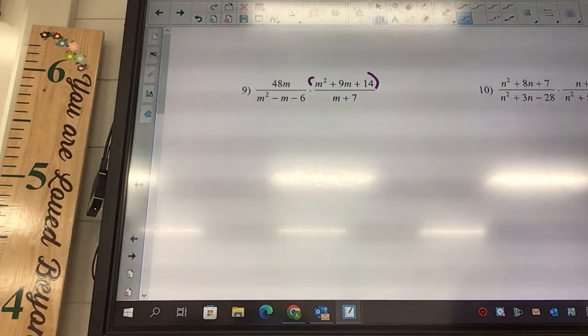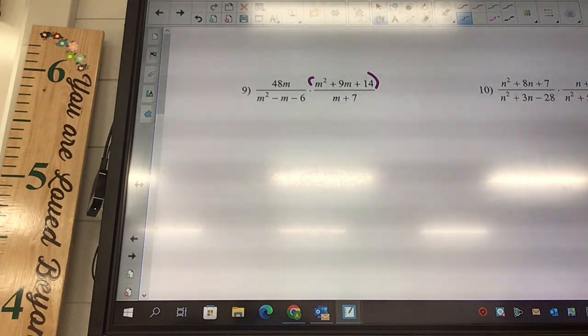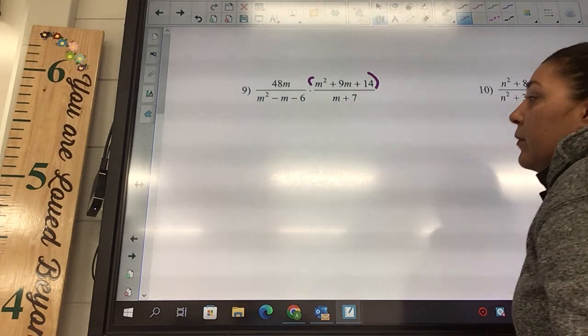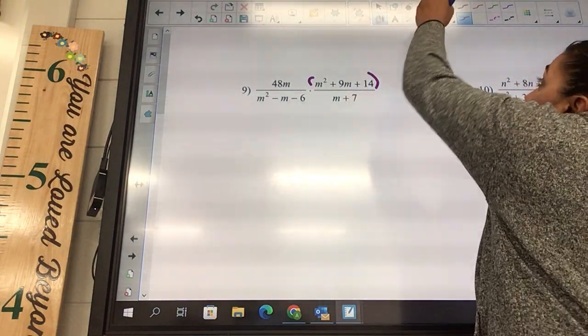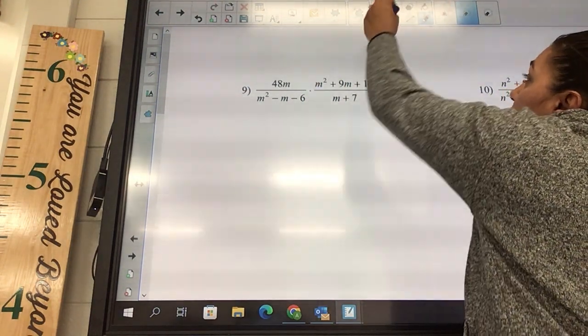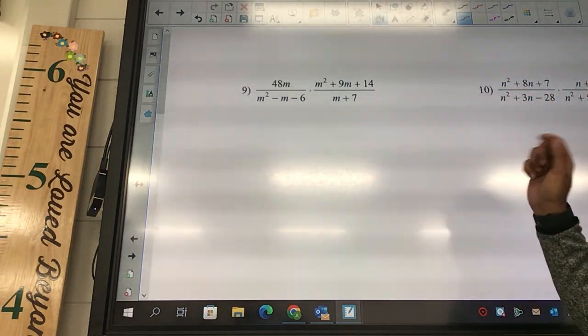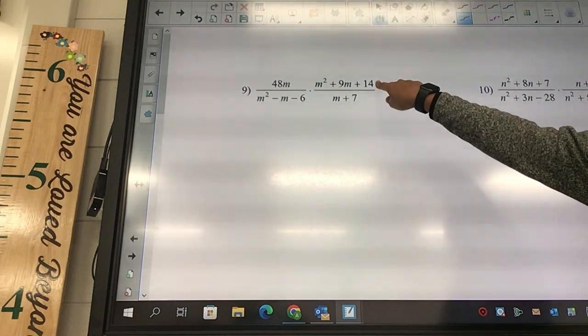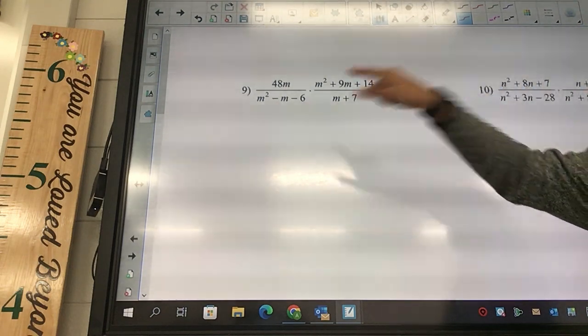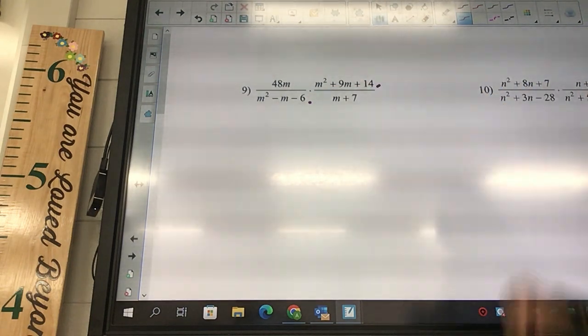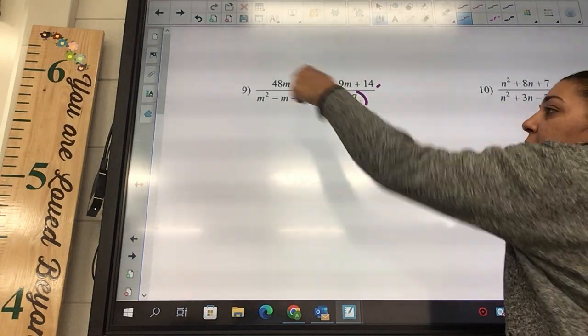Okay, but we can factor. Which ones need factored? Both. But which one specifically? The top one. Top right. This one. What other one? The bottom one. Okay, so this looks just like the other ones, and that's why I was saying you can't factor that.